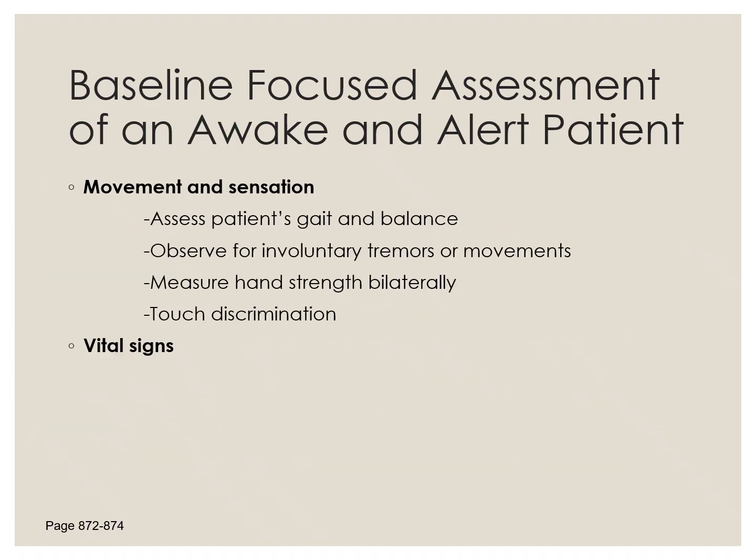On our baseline focused assessment of an awake and alert patient, one of the first things that we are going to assess is movement and sensation. An altered gait and balance can indicate a cerebellum dysfunction. Certain medical conditions can also lead to problems with gait and balance, like hypertension, dysrhythmias, and heart failure, so it's important to obtain an accurate patient history. Observe for tremors such as pill rolling or hand tremors when the patient tries to do something. These can indicate multiple sclerosis or effects of psychotropic medications.